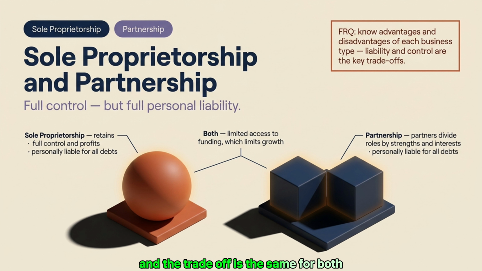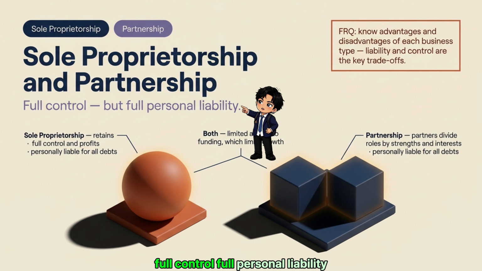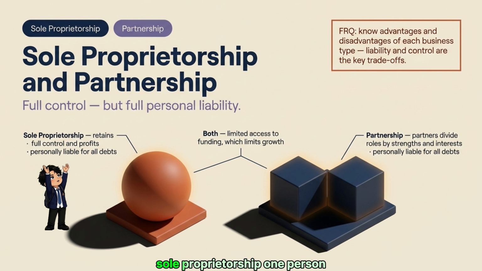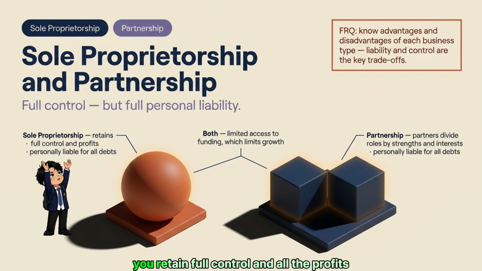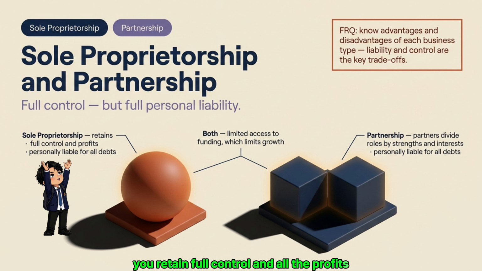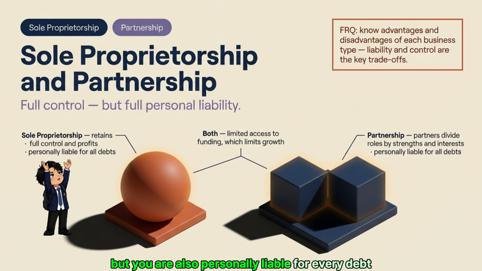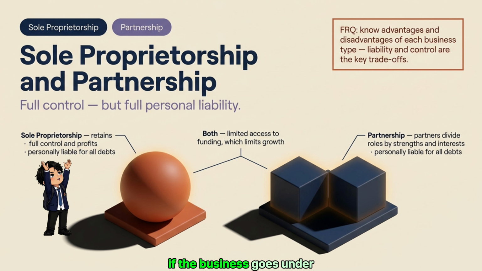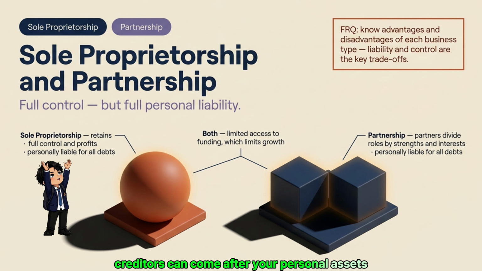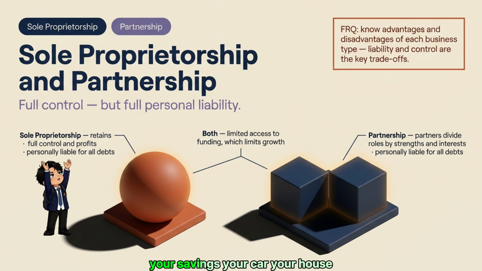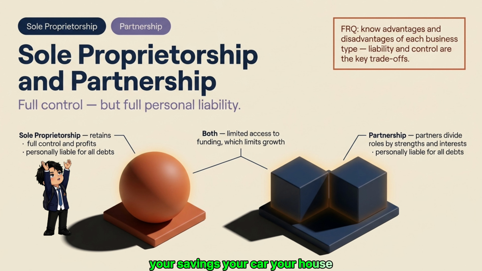And the trade-off is the same for both: full control, full personal liability. Sole proprietorship, 1 person. You retain full control and all the profits. But you are also personally liable for every debt. If the business goes under, creditors can come after your personal assets. Your savings, your car, your house.